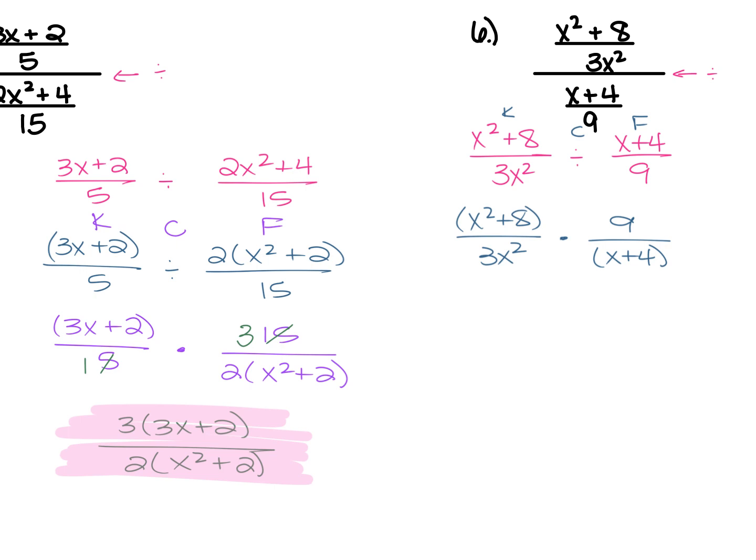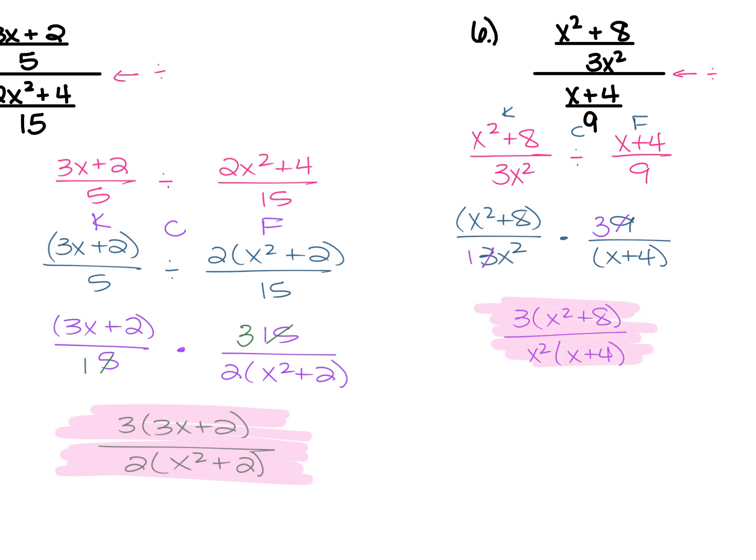Your 3 and your 9 share a common factor of 3. So 3 turns into a 1, 9 turns into 3. So when you multiply straight across, this is just going to give you 3 times (x² + 8) over x² times (x + 4).